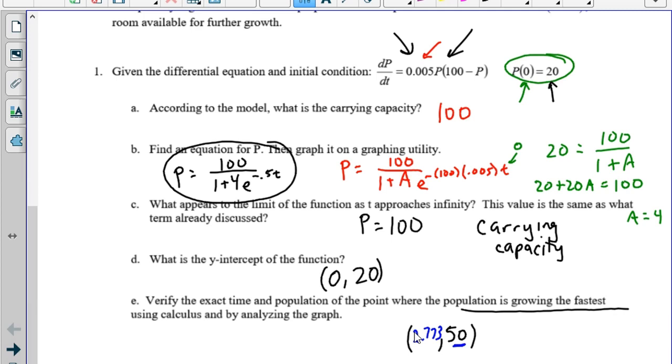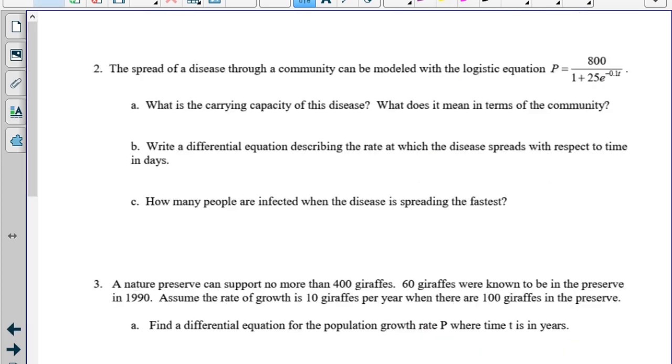Notice that 50 is exactly half of the carrying capacity. This is always true. The rate at which the logistic growth graph is growing the fastest for population is always at half the carrying capacity. That is probably something you're going to want to write down. Okay, let's move on. Problem 2.